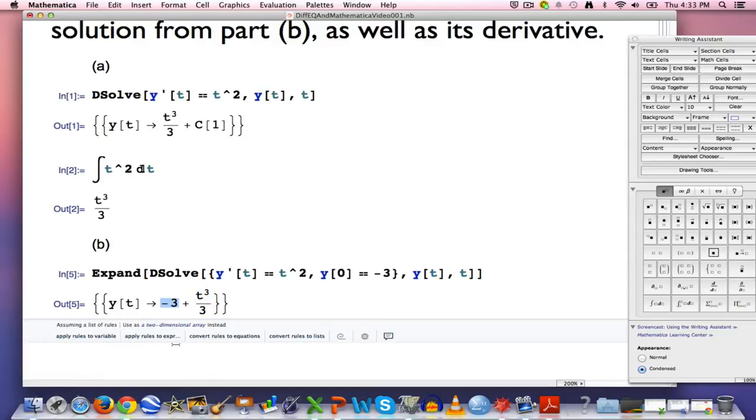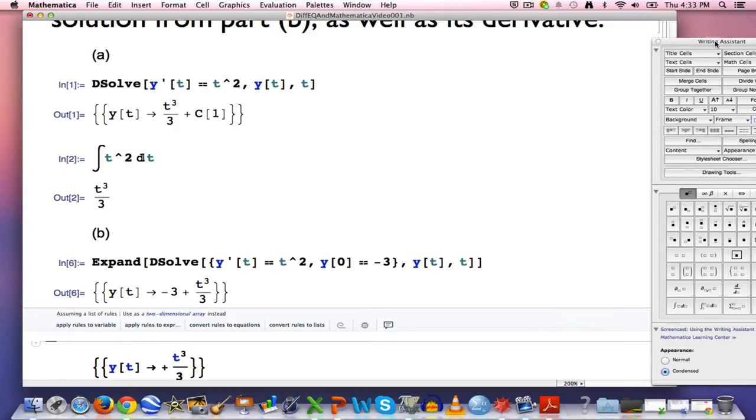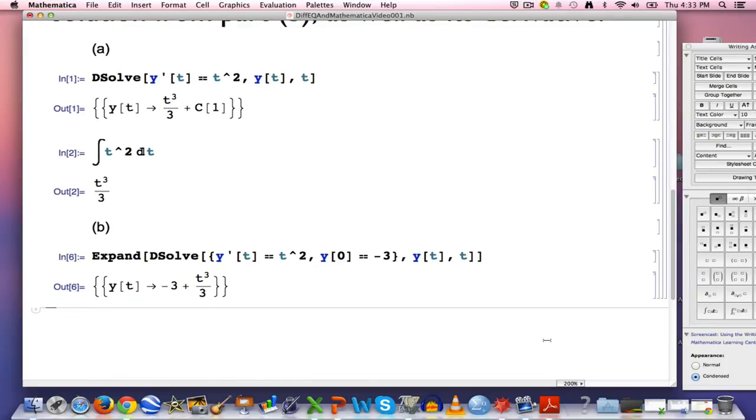All right, as a final thing here, I wanted to also show you how to symbolically check this. Let's enter this again here. I can give this function a name. I can call it y of t if I want. I'll call it y of t. T cubed over 3 minus 3. I'll type it in like that.